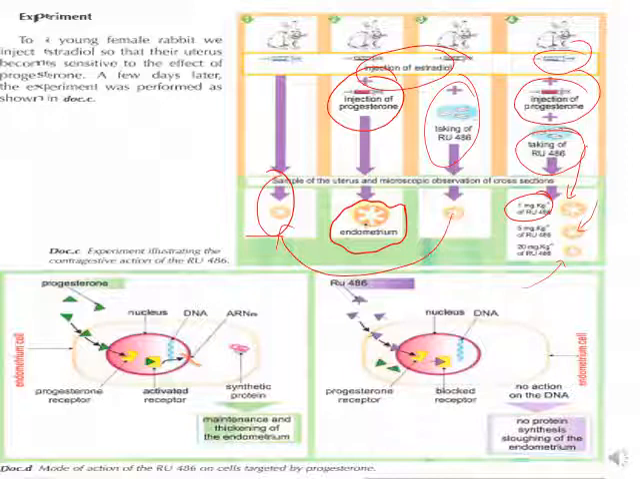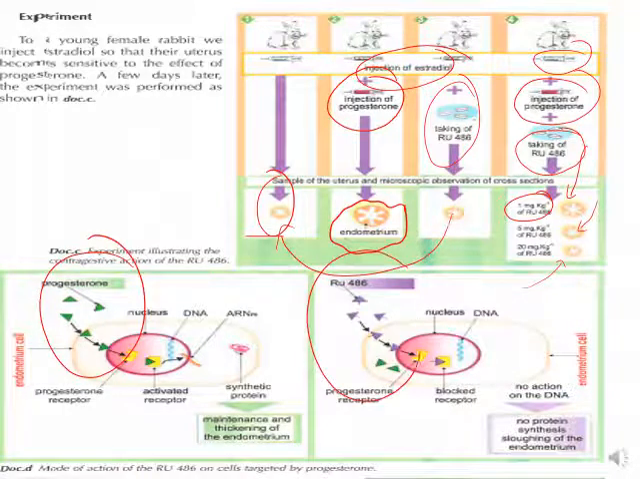So RU486 prevents implantation and also gestation. Here we can see that RU486 and progesterone in figure D are highly similar in spatial configuration. They are similar in structure, so they can bind to the same receptor. That's why RU486 can compete with progesterone, take the opposite effect, and compete for the function of progesterone, and can lead to abortion as the dose increases.